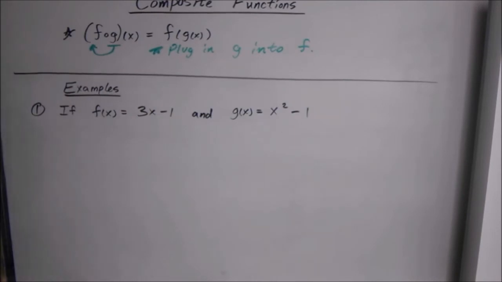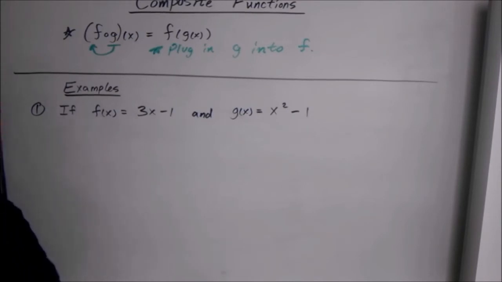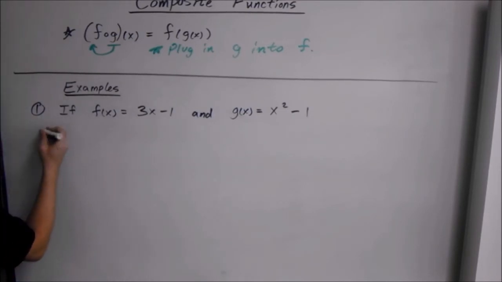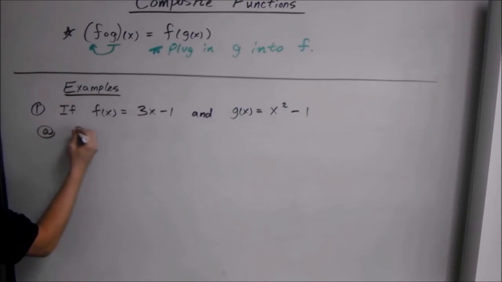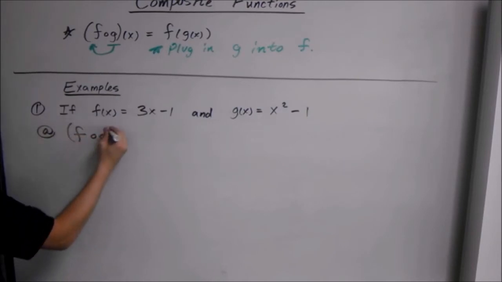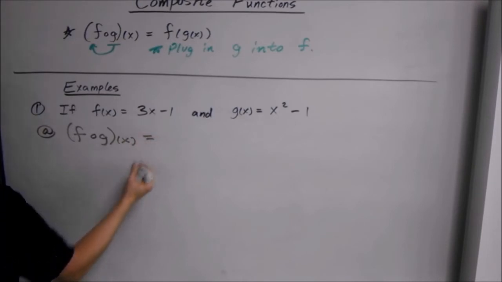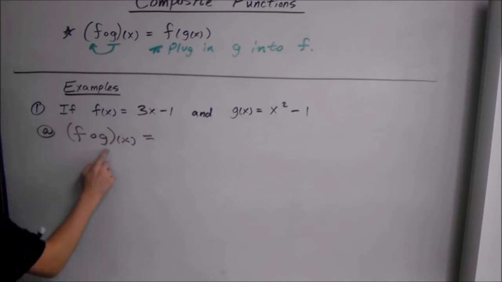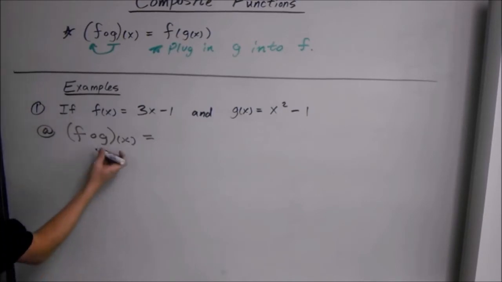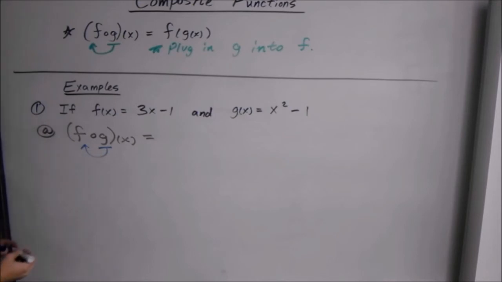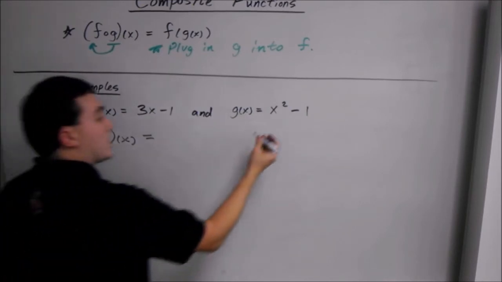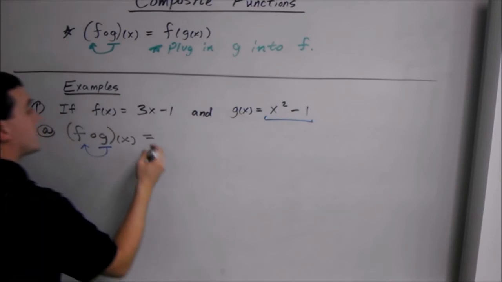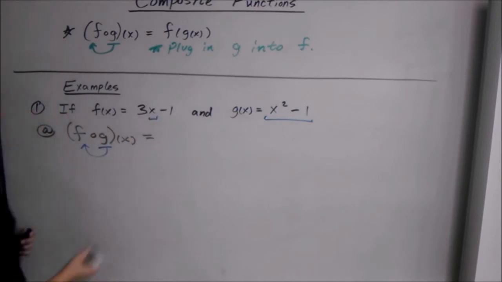But they could ask you in different ways. So, say they give us two functions, f of x and g of x. And the first part said, part A, find f of g of x. Well, f of g of x means we're plugging in g into f. So we're taking our g function and plugging it into the f function. Meaning, we're taking x squared minus 1 and plugging it into the x in the f function.